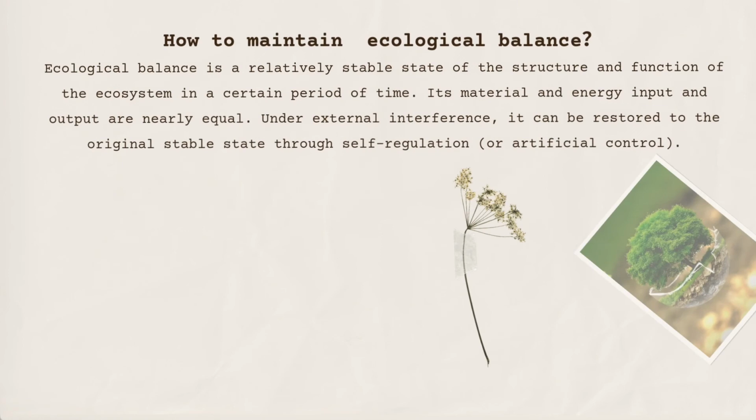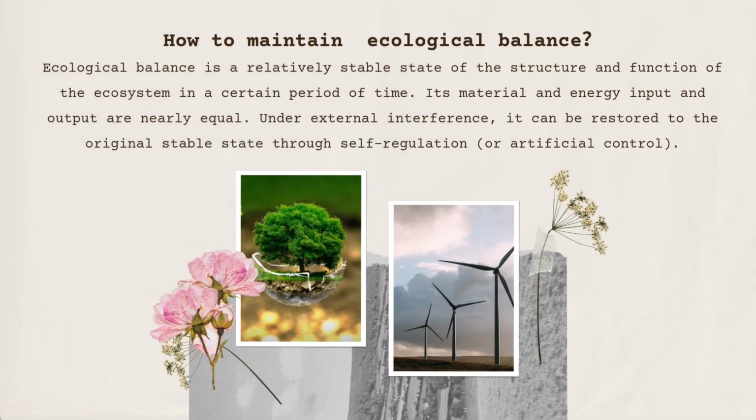This slide asks how to define ecological balance. The answer is that ecological balance is a relatively stable state of the structure and function of the ecosystem in a certain period of time. Its material and energy input and output are nearly equal. Under external interference, it can be restored to the original stable state through self-regulation or artificial control.